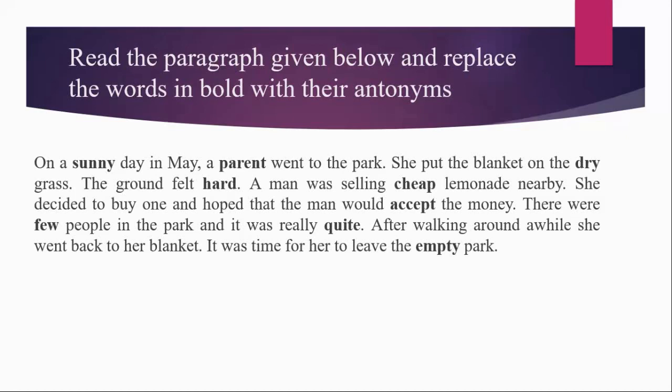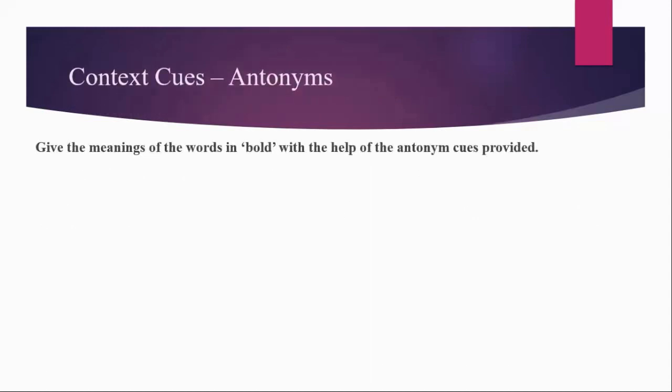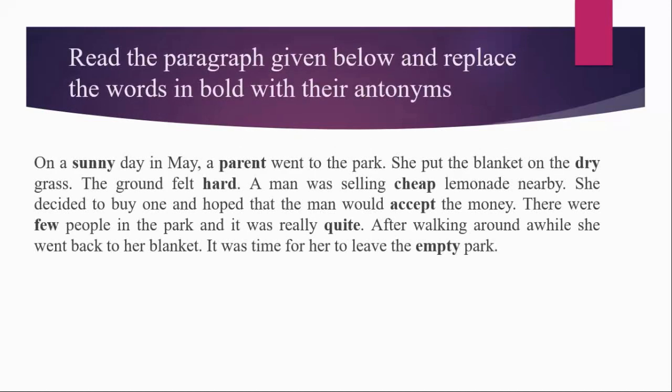All right. So once you are done, then we can see. All right. Okay, so I haven't actually written the answer for you, but let's have a discussion. On a sunny day, maybe on a rainy day, you can say: in May, a parent went to the park, or maybe a child went to the park instead of parent. She put the blanket, you see, parent and child, or parent or son, you can simply write.